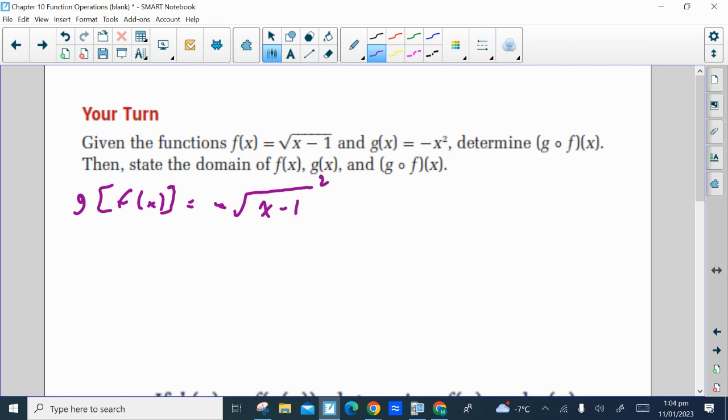Notice that g at x is negative x squared. There's no brackets there, meaning only the x is squared, not the negative sign. Now, the square and square root would cancel each other out. So you'll get negative, and then in brackets, x minus 1, which is negative x plus 1.